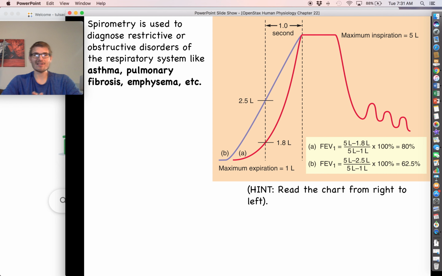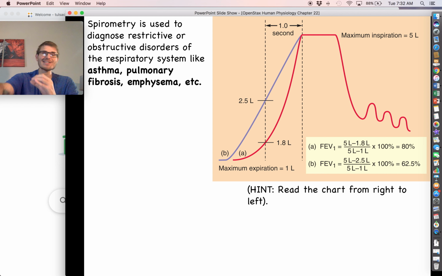So a common test that is done with spirometry, so spirometry is not something that's done just for kicks and giggles, so the whole purpose of spirometry is to measure the capacity of someone's respiratory system, and in specific cases we can use it to diagnose either restrictive or obstructive disorders of the respiratory system, things like asthma, pulmonary fibrosis, or emphysema. So if you're dealing with something that is restrictive, we're talking about something that has narrowed the airway. So maybe you've got too much parasympathetic input like we talked about before. The airways have narrowed due to bronchoconstriction.